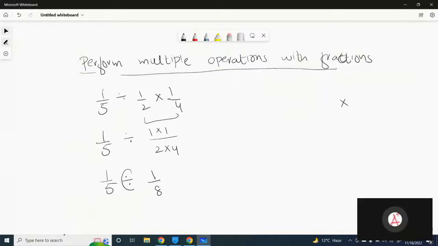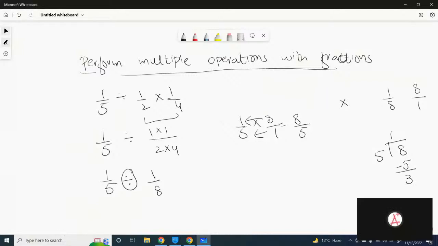We have done this in the last session, you have to change that division sign to multiplication, and you have to take the reciprocal of the fraction 1 by 8. Reciprocal means you have to interchange numerator and denominator. So the reciprocal of 1 by 8 is 8 over 1. Got it? Now let's multiply these two fractions. 8 times 1 is 8 and 5 times 1 is 5. So the answer is 8 over 5. Or either you can write the answer in mixed fractional form. 5 times 1 is 5, 8 subtract 5 is 3.